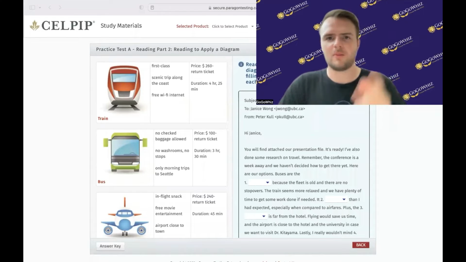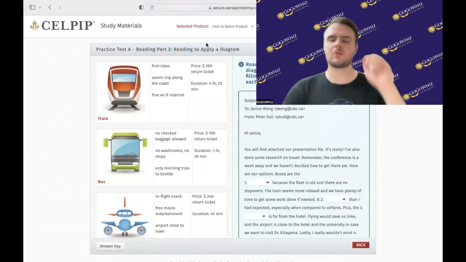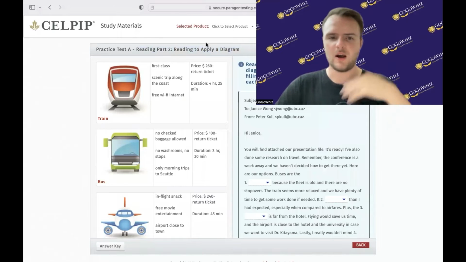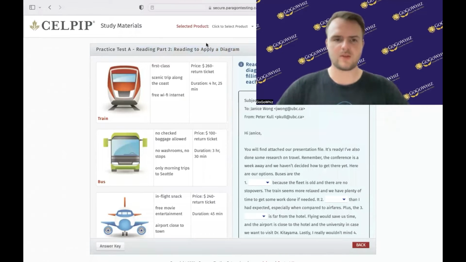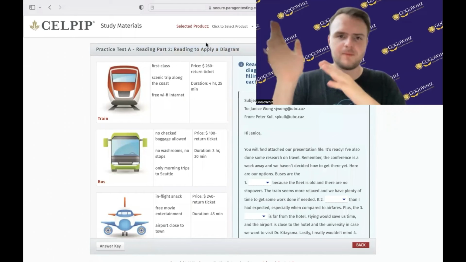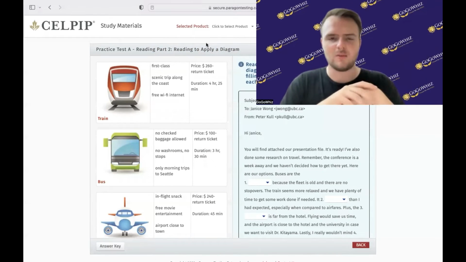We are currently on part 2 of the CELPIP reading section. Part 2 is, as you can see up here, reading to apply a diagram. Personally, I find it the easiest, because usually it's looking for information on the left and applying it to the right. As long as you have a good understanding of the vocabulary and the meanings of these things, it's pretty easy.